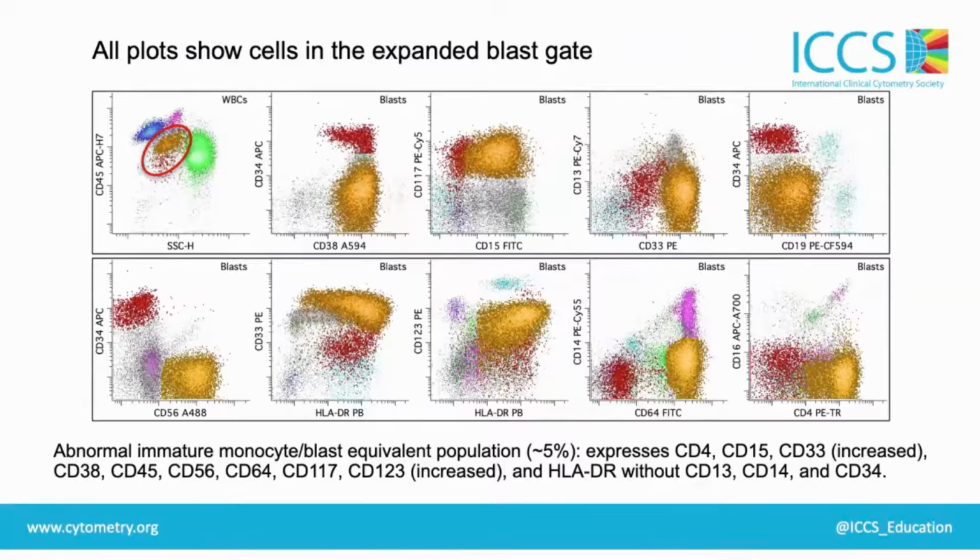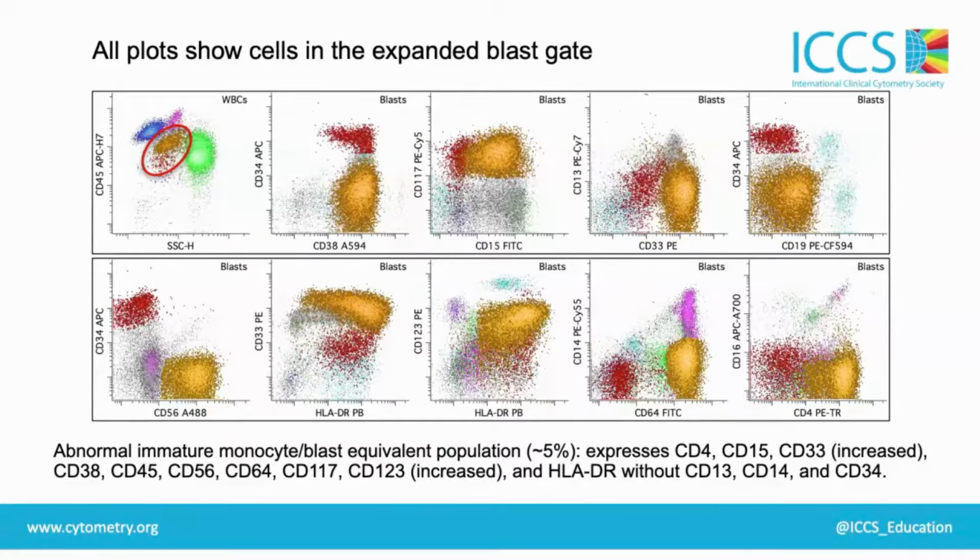We found this orange population in all three myeloid tubes based on CD45 versus size scatter. These cells express CD38, 15, 117, bright CD33, 56, 123, 64, and 4, and are negative for CD13, 14, and 34. The immunophenotype is compatible with abnormal immature monocytes, 5% of the white cells. There are normal CD34 positive progenitors in the background, highlighted in red, showing a normal maturation pattern.